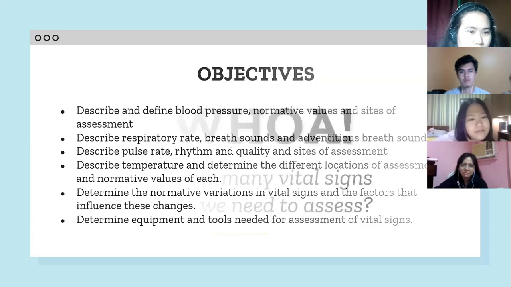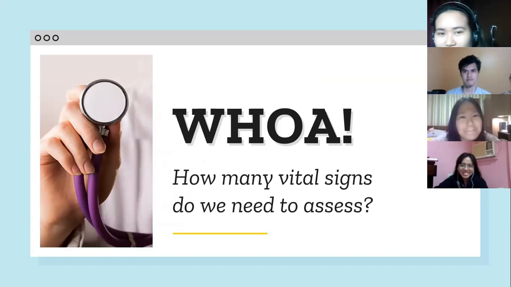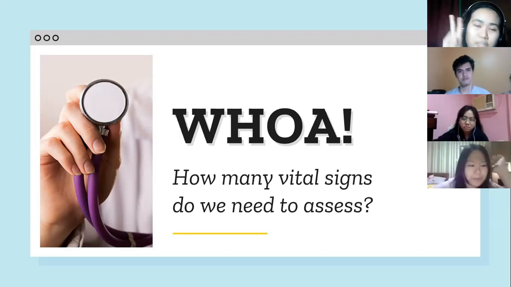So, let's proceed. Before that, I would like to ask someone, how many vital signs do we need to assess as a physical therapist? John Farley, how many vital signs will be assessed? I think 5. Okay, good. So 5. Actually, I'm going to discuss only 4 since I will not include pain. So the vital signs we're going to discuss today are pulse rate, respiratory rate, blood pressure, and temperature. Nice one, Farley.